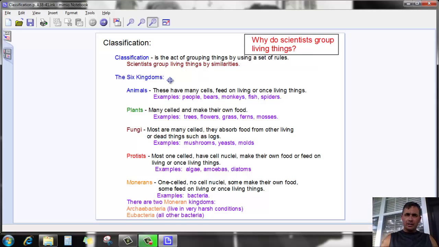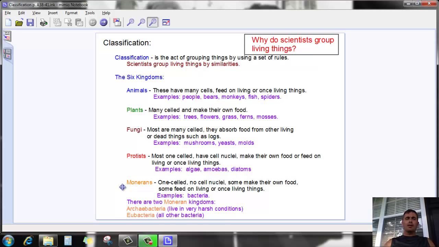Now, with the kingdoms, most of them are actually things you already know about, but there's a few you might not. So let's look at those 6 big groupings. The first one will be the animal kingdom. The second would be the plant kingdom. The third would be the fungi. The next would be the protists. The next would be the monerans.